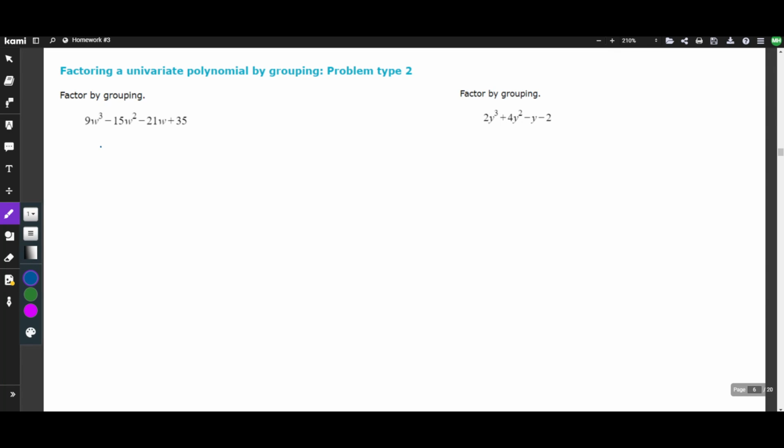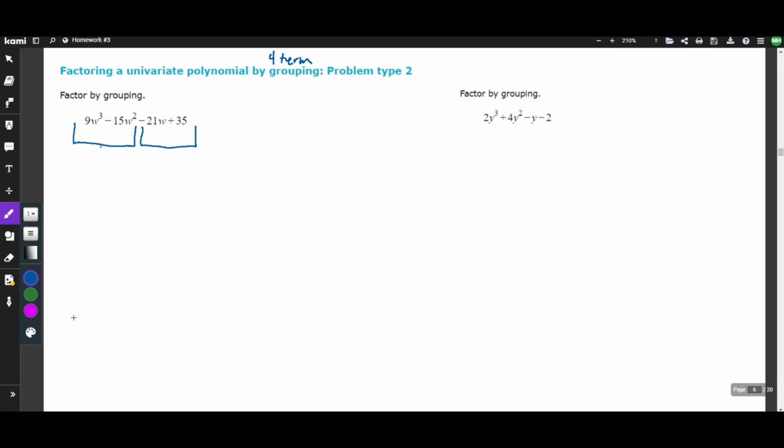All right, so factoring a univariate polynomial, meaning one variable, by grouping. I'm not really going to be particular as to whether or not you use grouping. These are the 4-term problems. By grouping, we're doing 2 things at a time, or we could do the reverse area method. We're going to show you both ways with these problems. Either way is perfectly fine. So if we do grouping, it is 2 terms at a time.